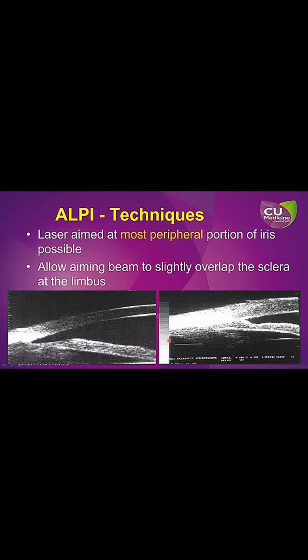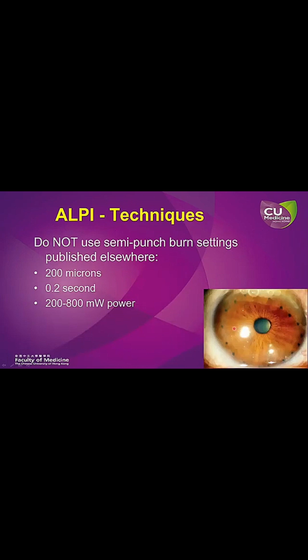One of the most common reasons for ALPI not to work is because it is being applied not peripherally enough. Now, on the left-hand side here, you see a very effective ALPI opening up a drainage angle, whereas on the right-hand side, the laser spot here is applied too centrally, too near to the pupil. And so the iris stromal contraction induced by the ALPI is not being placed at the right position to open up the drainage angle. This is by far the commonest reason why ALPI sometimes does not work.